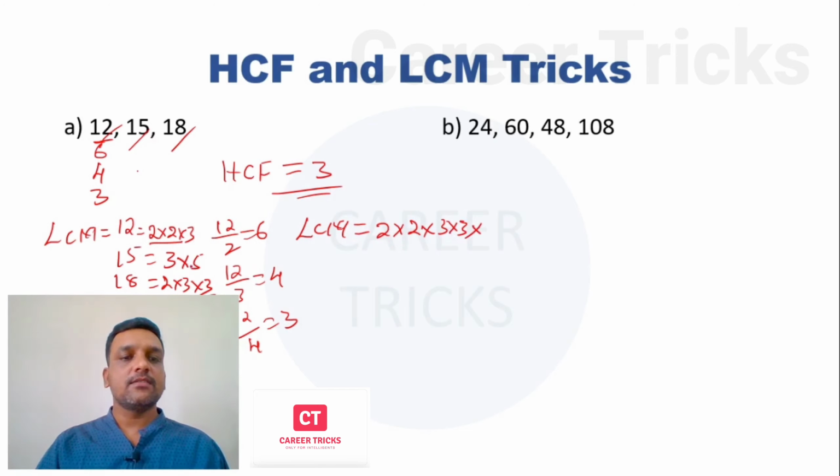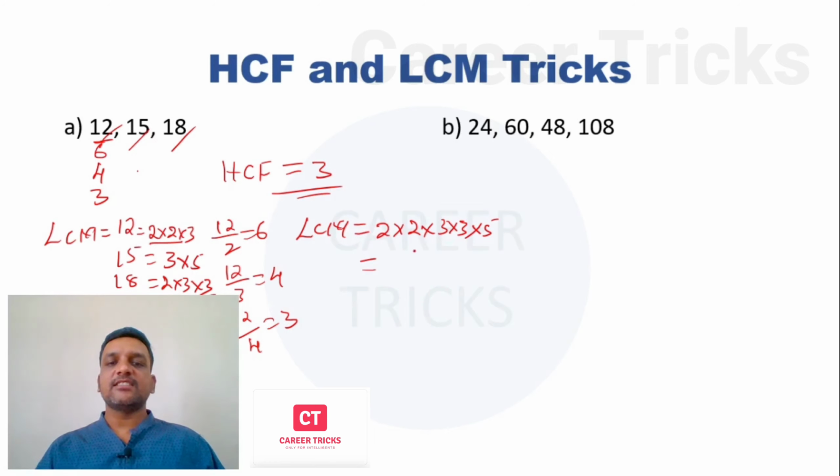I will take 3 into 3. After that, what other numbers are there? 5 is there. I will take 5. Now I will multiply these numbers. After multiplication of these factors, we'll get the final answer: 2 2s are 4, 4 3s are 12, 12 3s are 36, 36 5s are 180. 180 will be the LCM and 3 will be the HCF for this problem.